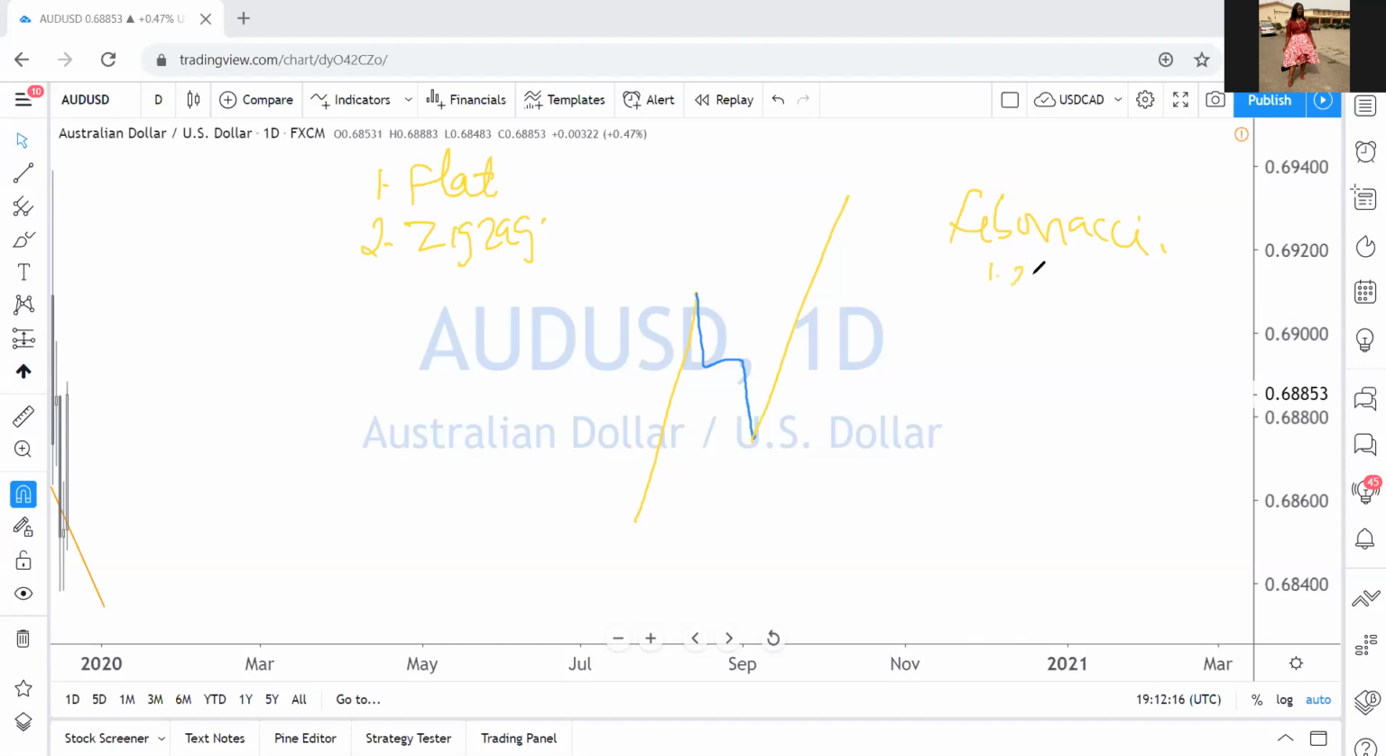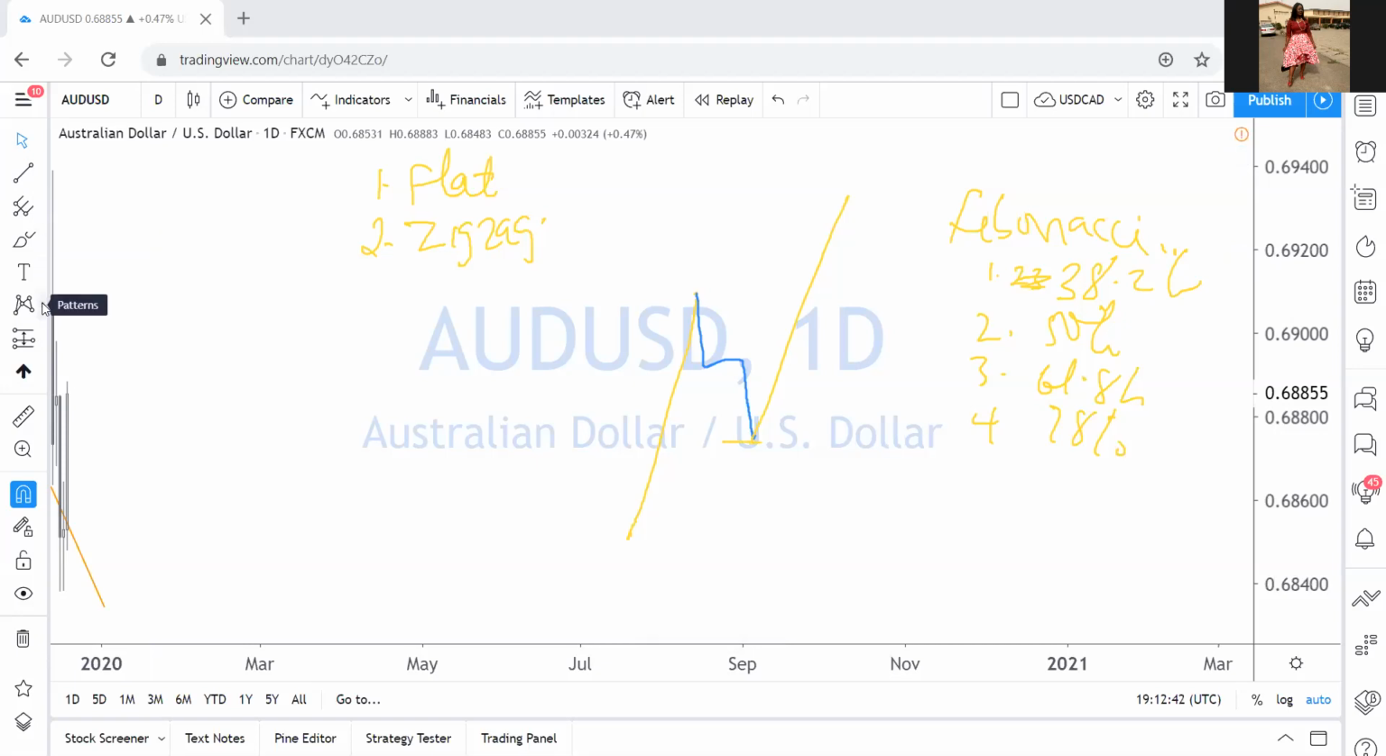Number one, you have 38.2%. Number two, you have 50%. Number three, you have 61.8%. And number four, you have 78% retracement. Okay, so assuming this market is to retrace to this level, if you gauge it this way, if you fib it this way, you discover that it's around 50% retracement.